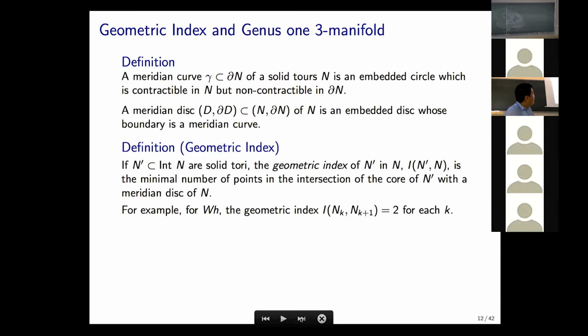I can make some remarks. In the definition, we just count the points in the intersection. We don't care about the orientation. If we consider orientation, the definition will become the intersection number.